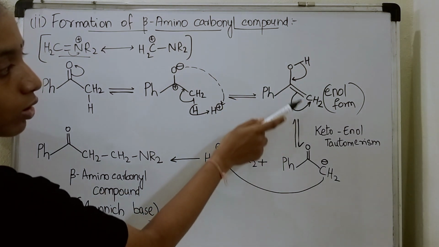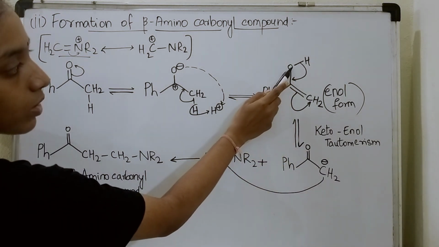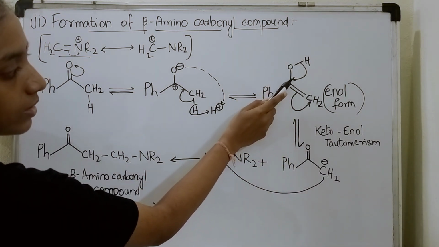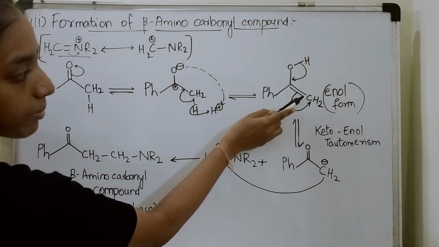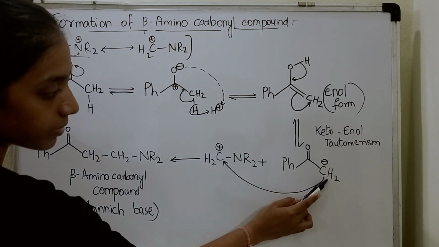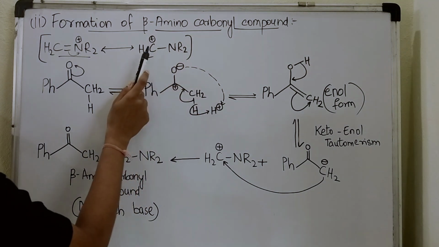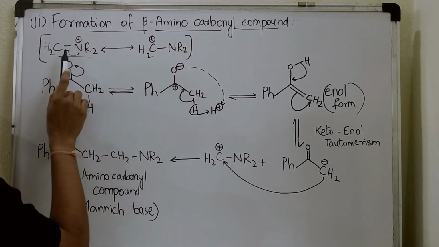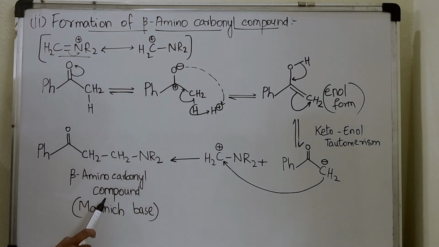Now keto-enol tautomerism takes place here. The bond between oxygen and hydrogen is shifted here, forming a double bond, and the bond between these two carbon atoms is taken by the carbon atom, forming a negative charge on this carbon. Now this negatively charged carbon atom will form a bond with the positively charged carbon atom, which is formed from the iminium ion, giving us the beta amino carbonyl compound, also called the Mannich base.